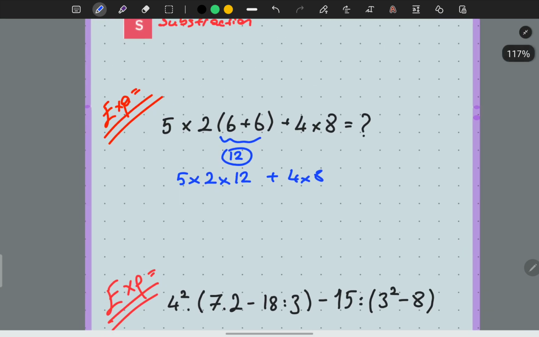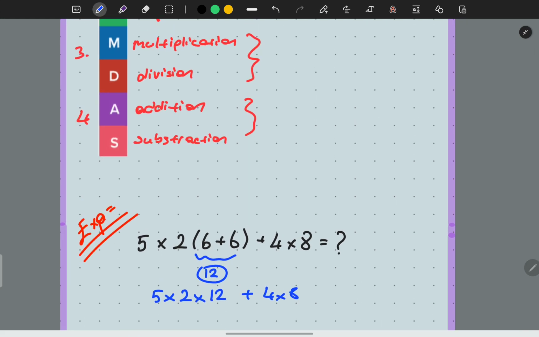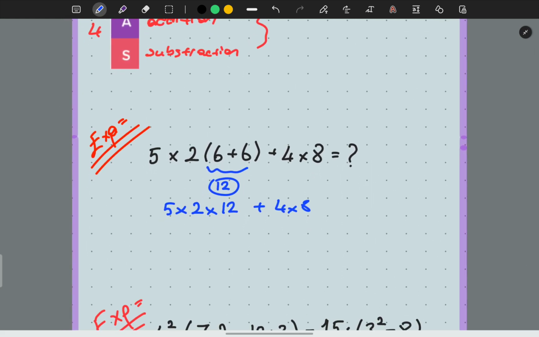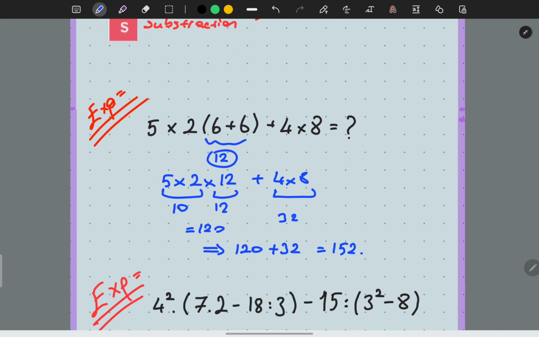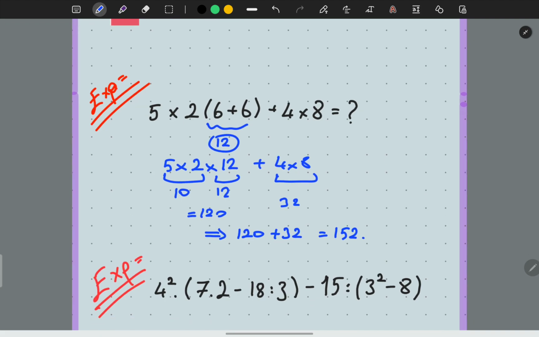Okay, so the third step is multiplication and division. We have multiple multiplications, so we are going from left to right. 5 times 2 makes 10, and 10 times 12 makes 120. And 4 times 8 makes 32. So, let's write this equation again. 120 plus 32. And this is the last step, the addition or subtraction. We have 152. Okay, we have done the steps.